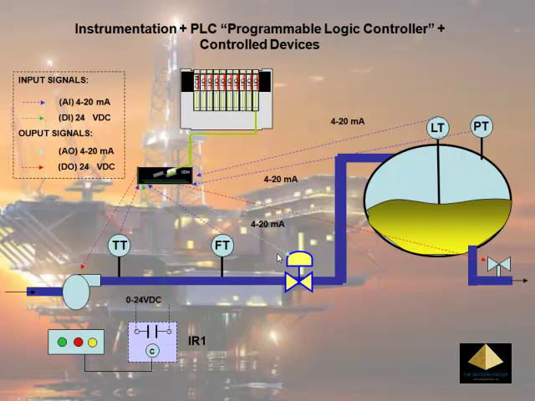If we put it all together, here is your process, here is your instrumentation, the TT, the relay, the FT, the LT, and the PT, and these are your controls. This is the pump, the valve, and another valve. So in this illustration, we have integrated everything, the inputs and the outputs, going to the PLC.